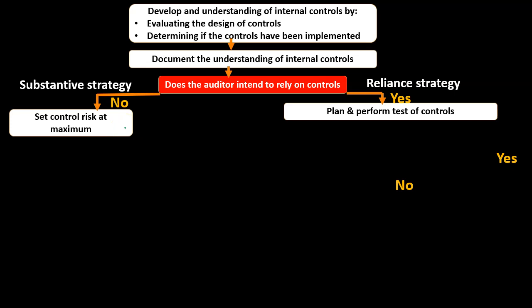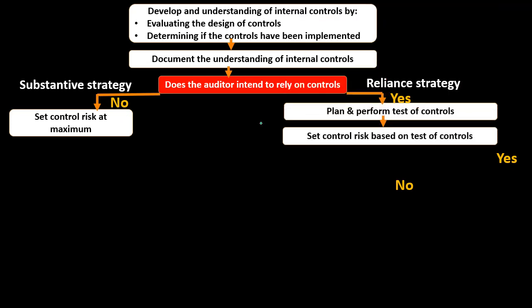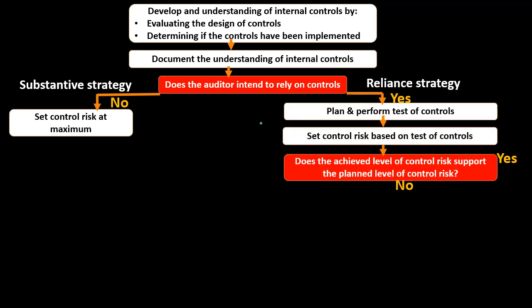So we're going to go in and basically check the checks and balances of the system, and be able to depend on it hopefully if we trust them, and then we can do less of the actual substantive testing. Set control risk based on the test of controls. So once we test the controls, then we'll set the control risk at that point in time.